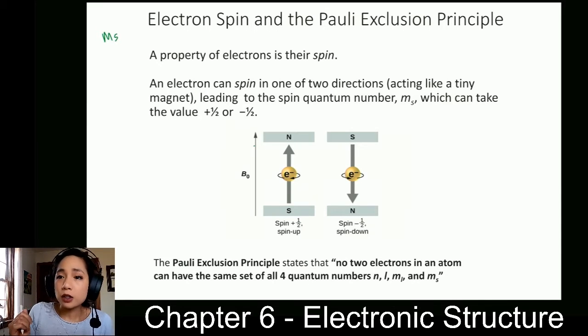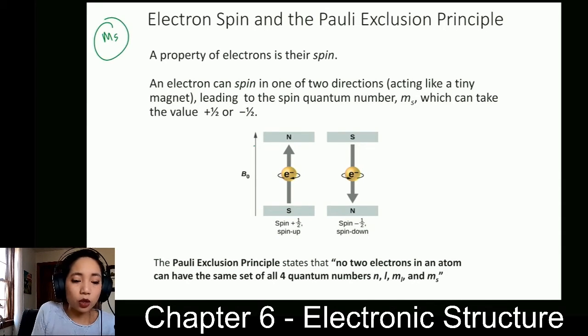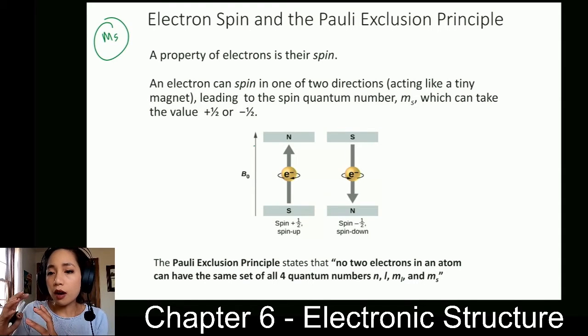So our last quantum number is ms, or electron spin. We have to have this fourth quantum number because of Pauli's exclusion principle. So all the orbitals that we've talked about, when I say orbitals, I mean our different ml values that we can have, a maximum of 2 electrons can reside in each of those orbitals, each one of those ml values.